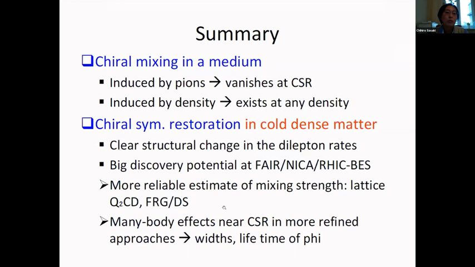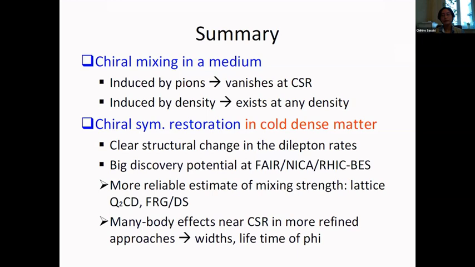And another point is, again, the more refined or self-consistent approach, especially near chiral symmetry restoration, the effect of many-body effects to get more insight into the width and also the actual lifetime of the phi meson during the fireball evolution. Thank you very much for your attention.